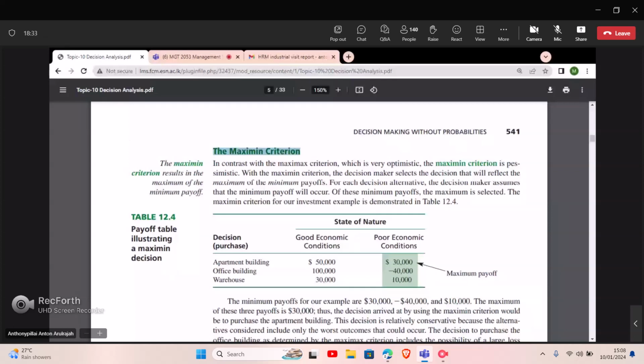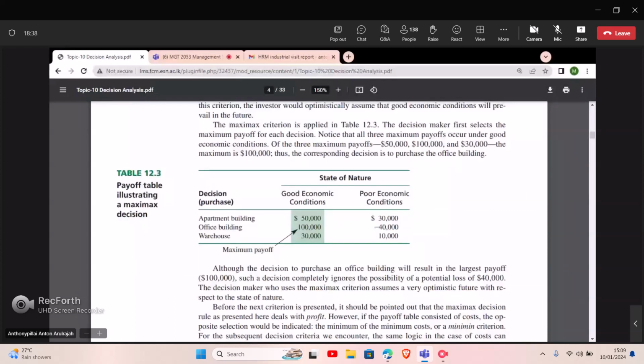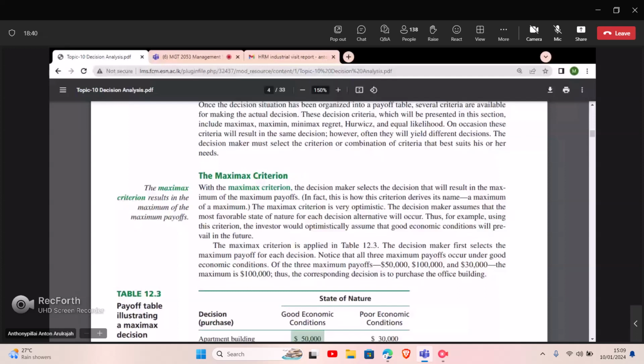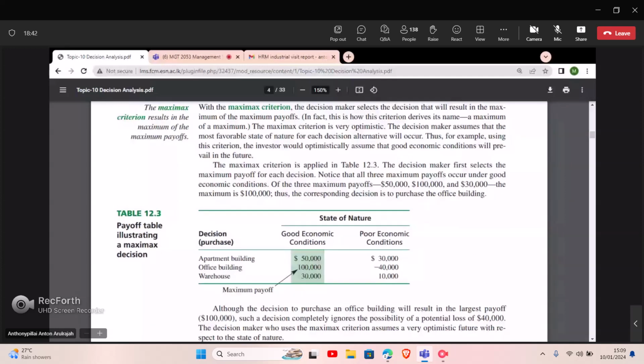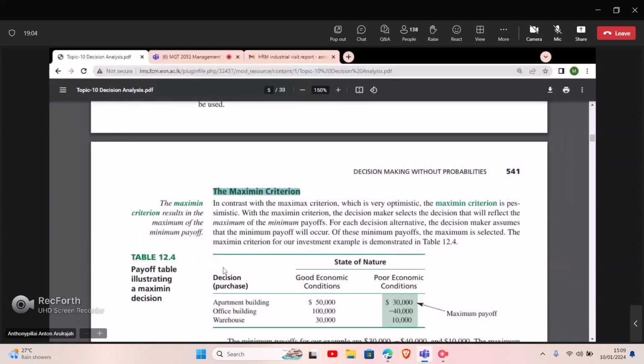Maximax, both are maxi. For each economic condition, we are considering what is maximum. Among all these highest values, we are selecting the top highest. That is about maximax. Maximin means the result of the maximum payoff among the minimum payoffs.